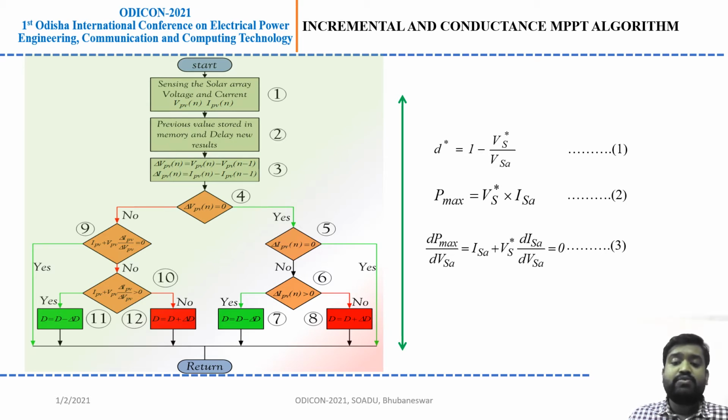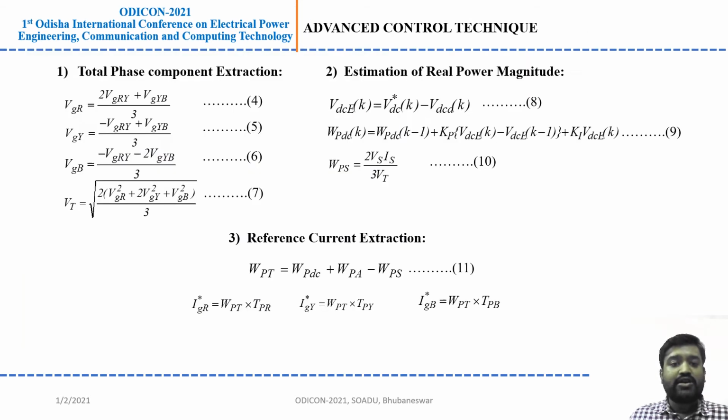Taking the derivative of the maximum power with respect to voltage, we computed the conditions for maximum power point operation. We are generally using the incremental conductance method. These are the total phase component extraction formulas. Here are the formulas for the estimation of real power magnitude.